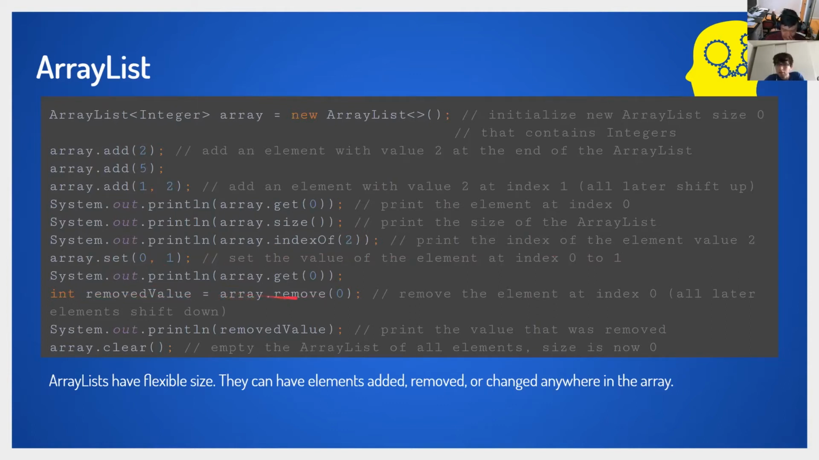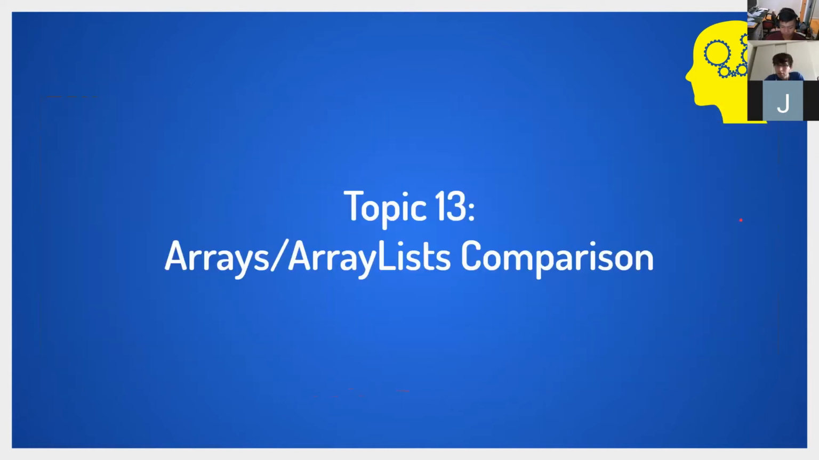But either way, this is array.remove, and it removes the element at index 0, and all the later elements will shift down. Okay. And then you can also clear the array, which will delete all the elements inside the array list and set the size back to 0. Okay. So the key thing is array lists have a flexible size, and they can have elements added, removed, or changed anywhere in the array. So it's a very flexible form of the array that we know.